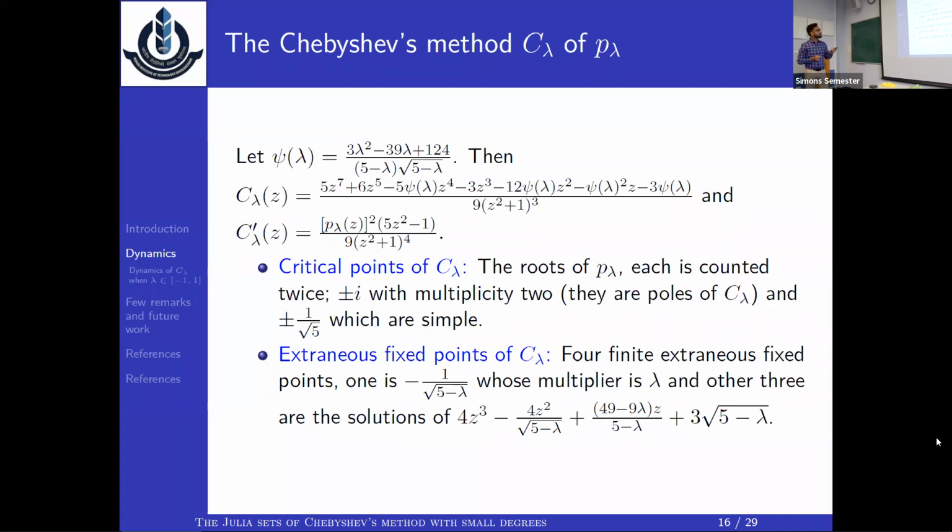The degree of C lambda is 7, so we have 8 fixed points. There are 3 from the polynomial, and 1 is infinity. So there will be 4 more fixed points, which are going to be extraneous fixed points of C lambda. Now, minus 1 by root over 5 minus lambda is a fixed point with multiplier lambda. And the other fixed points will be the solutions of this cubic equation.